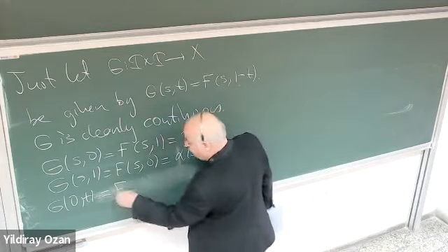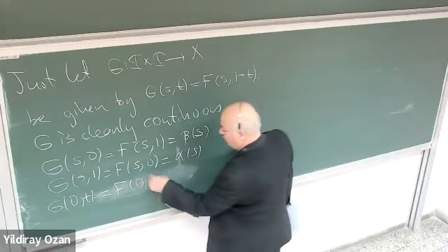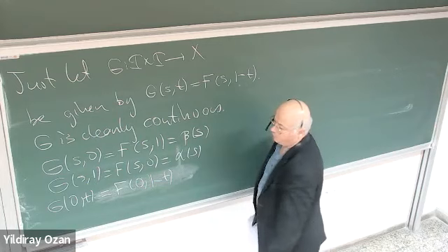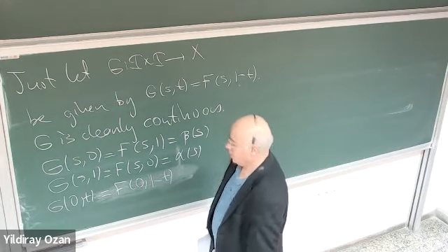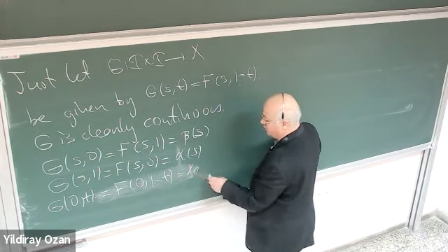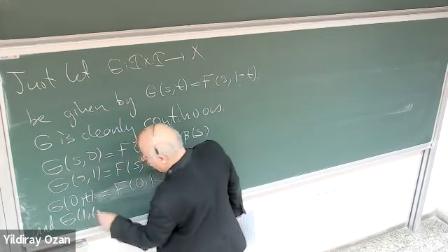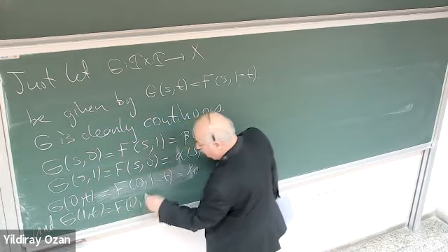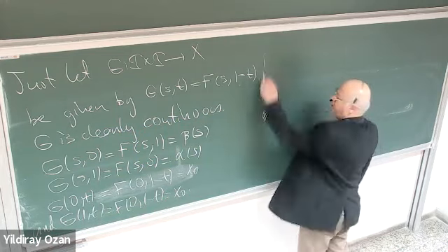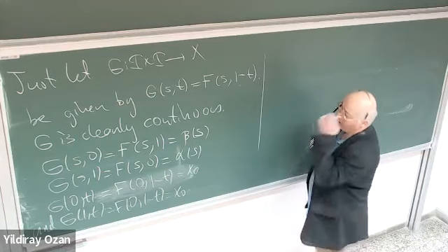This is just f of 0, 1 minus t, but we know that if this is 0, no matter what, this is just x0. And g of 1, t is f of 0, 1 minus t, and this is also x0. Therefore, G is the required homotopy joining beta to alpha, okay?